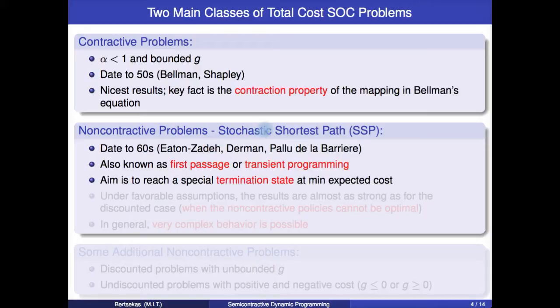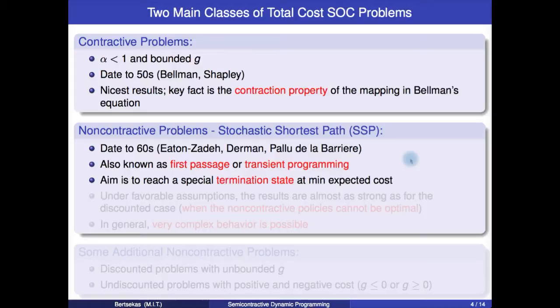At the other end, we have non-contractive problems. The most representative problems of this type are shortest path problems. Here we have a graph of n nodes connected with arcs, and each node is identified with a state. There is also a special state called the destination that we are trying to reach from every other node. At each state, our control affects the choice of the successor state and also results in a certain cost.